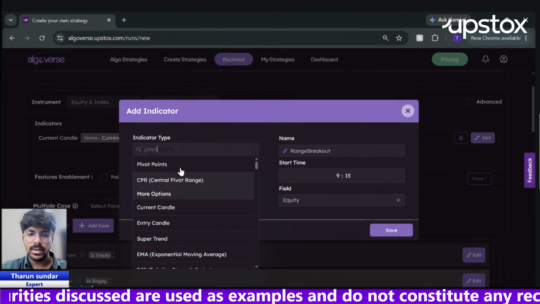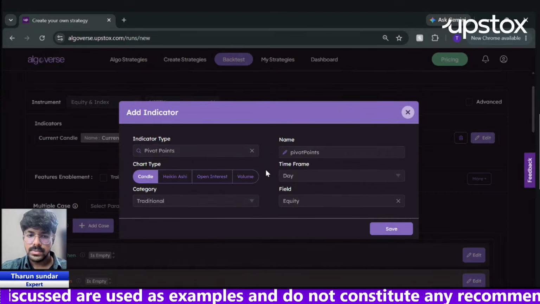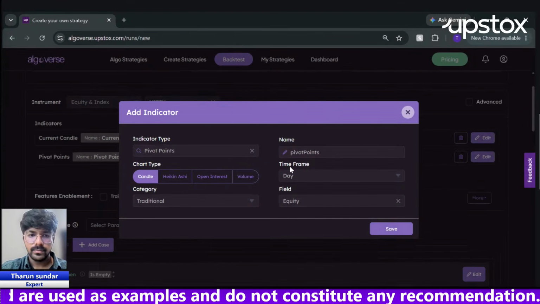So now coming back to our setup, I'm checking with pivot points now.